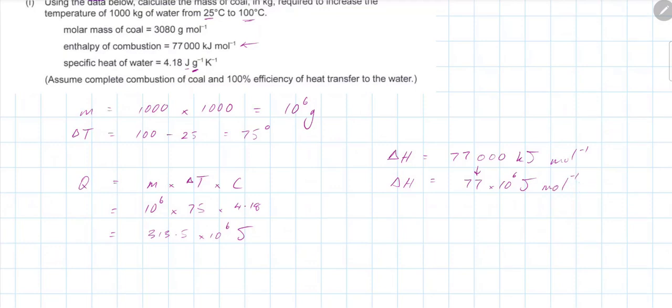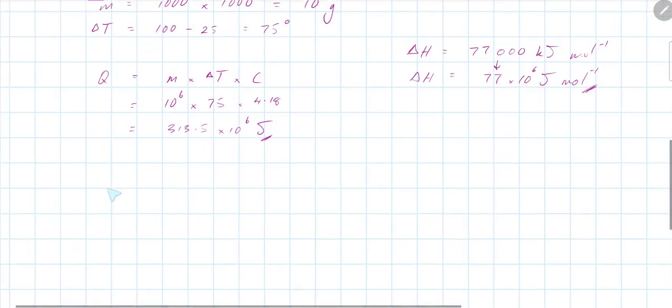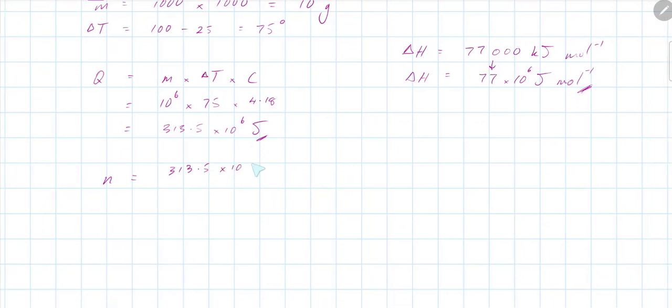All right, so if we've got this amount of energy, and that's the energy for 1 mole, to calculate the number of moles, we've got moles is equal to, well, this is how much we need, so 313.5 times 10 to the power of 6 divided by the amount of energy for 1 mole, so that's going to be 77 times 10 to the power of 6. So the moles is going to equal 4.07 moles.